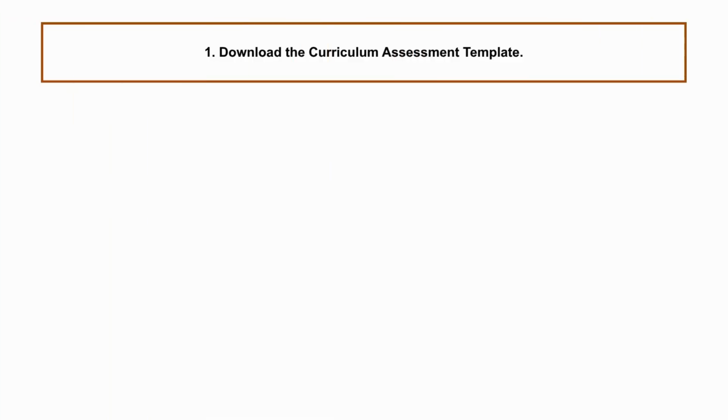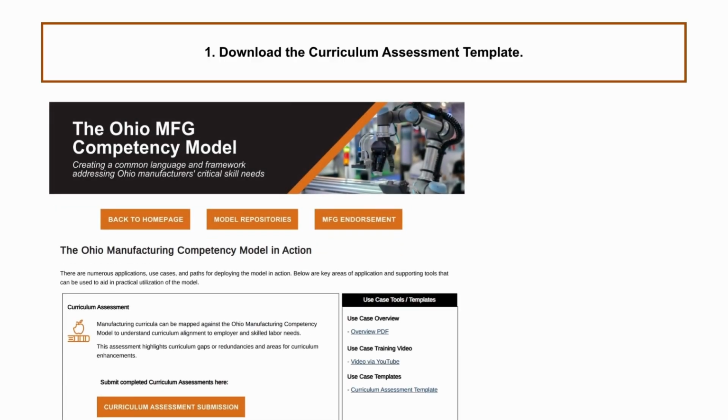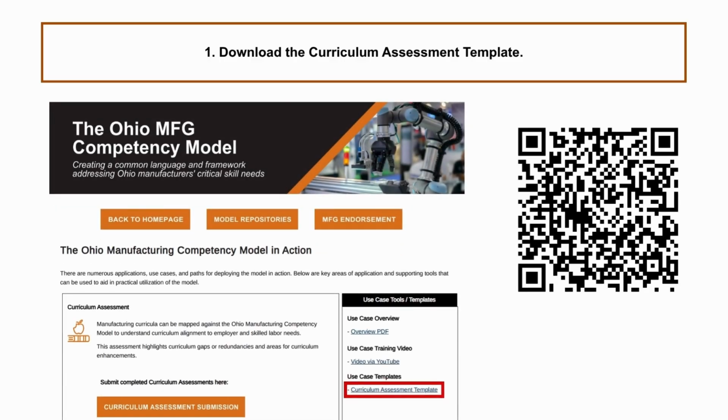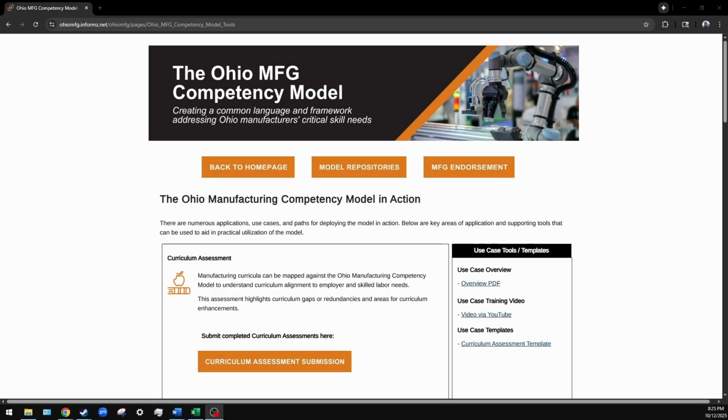To download the curriculum assessment template, go to the Ohio Manufacturers Association Competency Model landing page. You can use the QR code appearing on the screen or the link in the description of this video. Once on the landing page, simply click the Curriculum Assessment Template download link. The download will begin automatically.